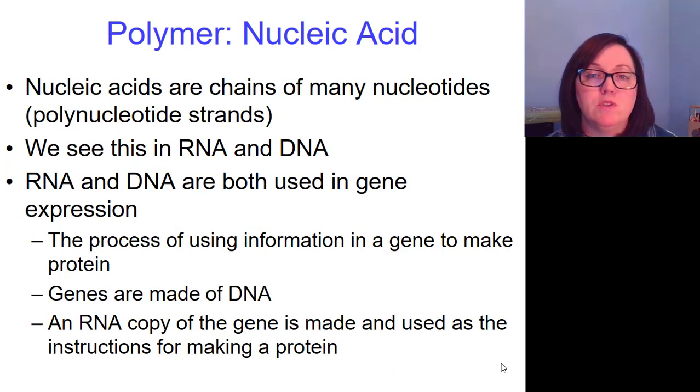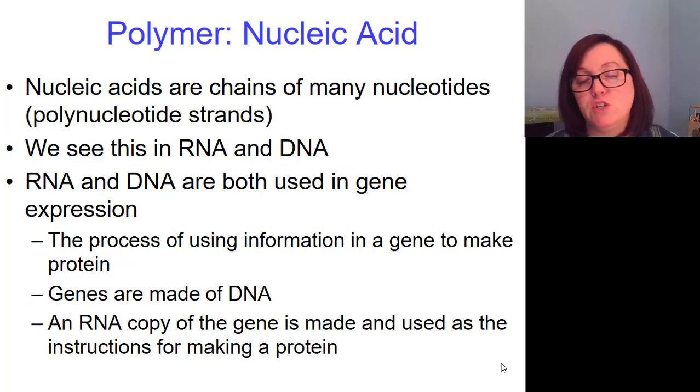So now I want to look in more detail at nucleic acids, the polymers in this particular category. The two important polymers we want to look at are DNA and RNA. They're both important in the process called gene expression. You've probably heard of genes before. Genes carry the code for making you, right? Well, genes are made from DNA.